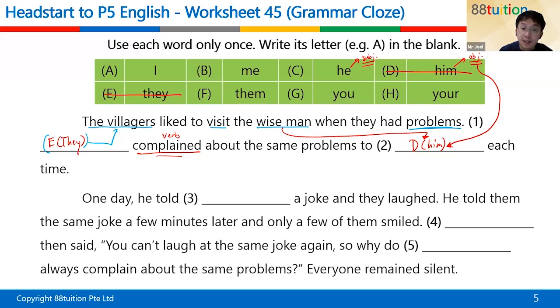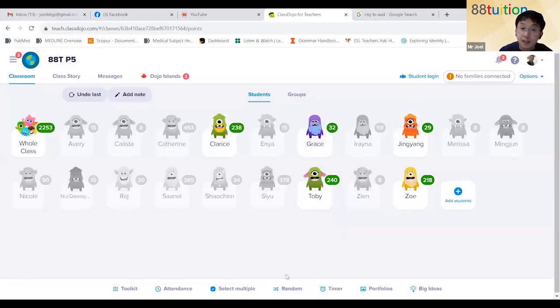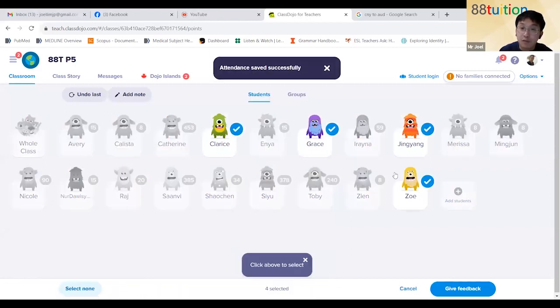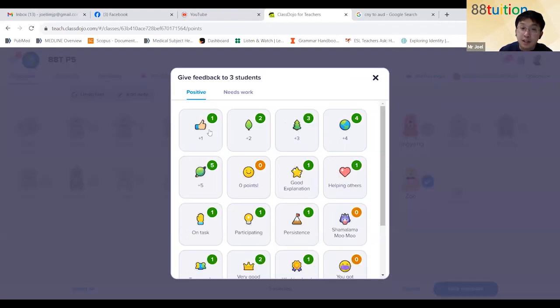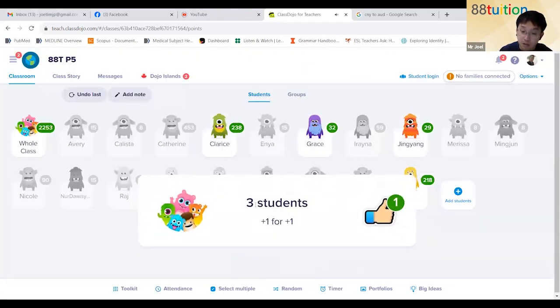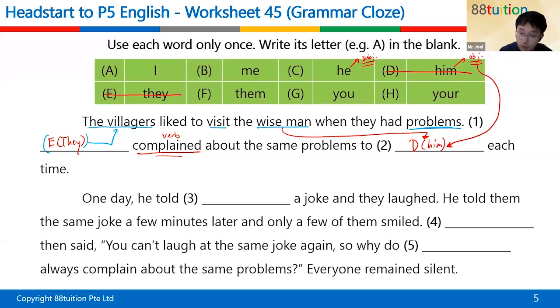In this case, I think Toby is not here yet. Let me just circle him getting out. And then all of you, except Jing Yang, get 1 point. Moving on. Question 3. "One day he told what a joke and they laughed." Those of you who replied online, you got it correct. Jing Yang and Louise, I'll give you 10 seconds to answer this. 10, 9, 8, 7, 6, 5, 4, 3, 2, 1, 0.